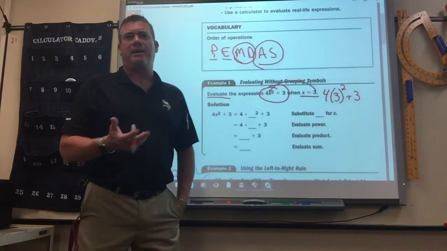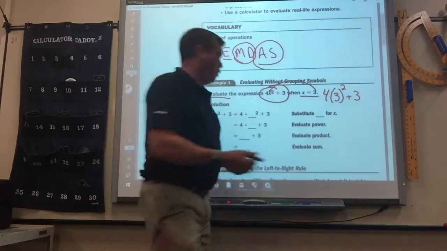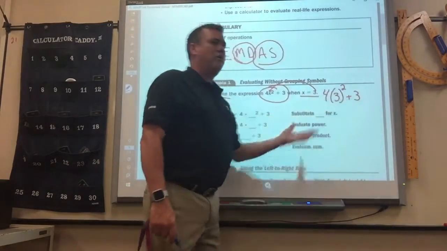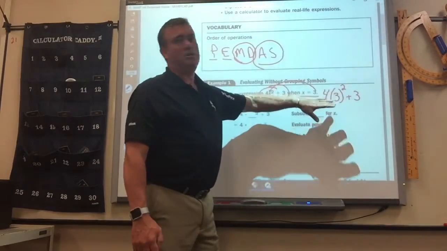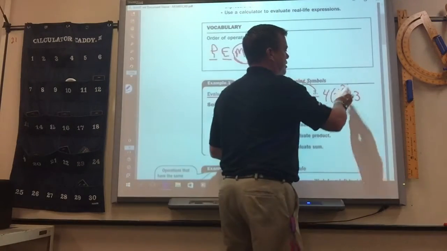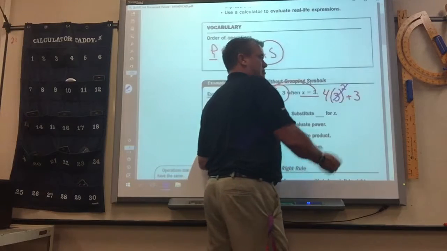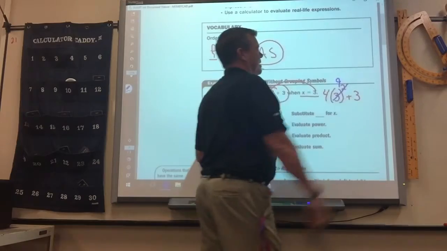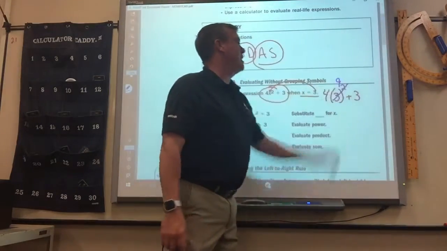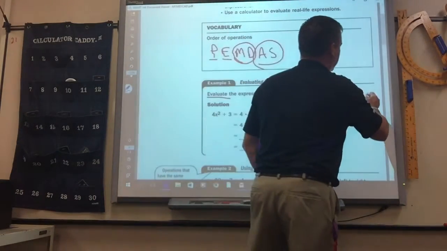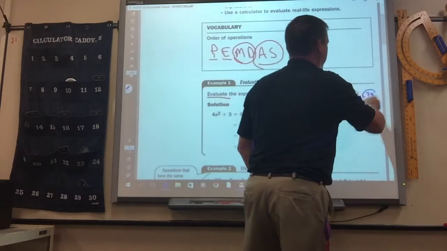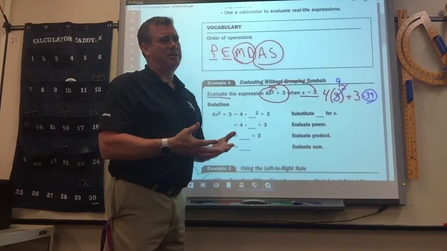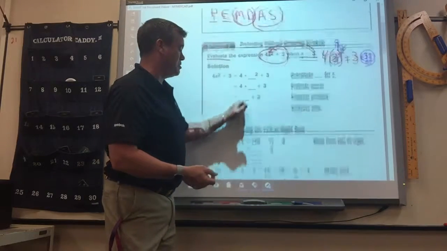Okay. So, again, if you punch it in exactly like that on the calculator, it'll work. But if we're doing order of operations, there are no parentheses. The parenthesis here is just to show multiplication. So we do exponents. 3 squared is 3 times 3. Yep. 9. 4 times 9 is 36. Plus 3 is 39.